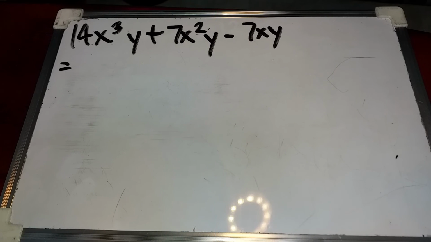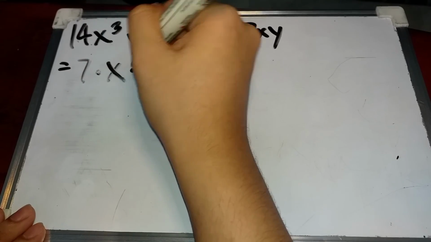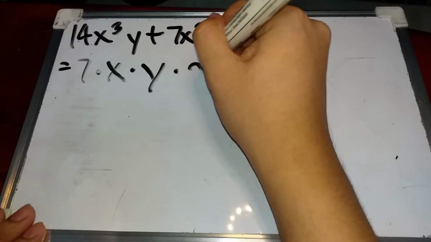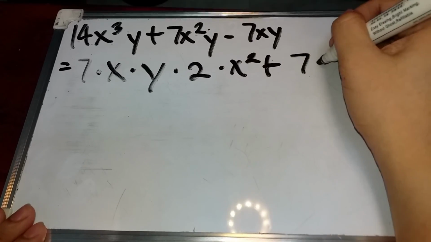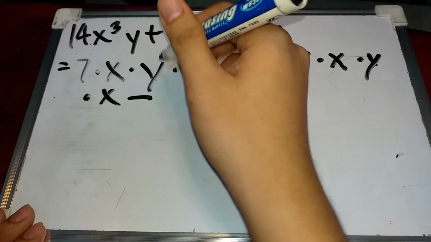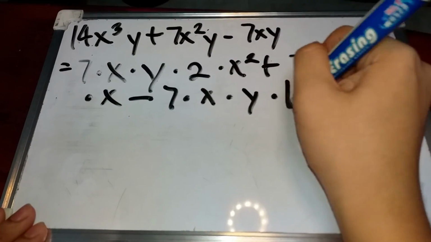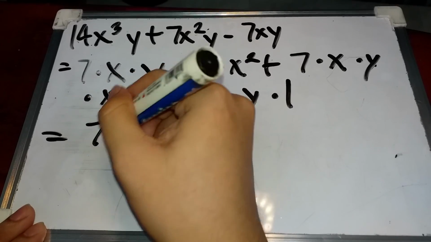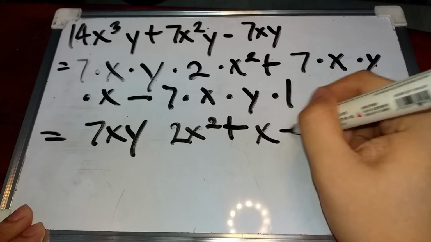So our next example is 14x cubed y plus 7x squared y minus 7xy. 7 times x times y times 2 times x squared, plus 7 times x times y times x, minus 7 times x times y times 1, equals 7xy times the quantity 2x squared plus x minus 1.